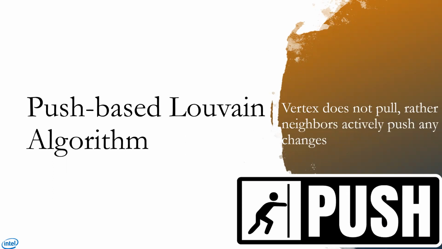Before answering that question, let's look into another type of Louvain algorithm that we call push-based Louvain algorithm. And in this paper, we also proposed one new such algorithm. The main idea is that vertex does not pull, rather neighbors actively push changes in case of a move.